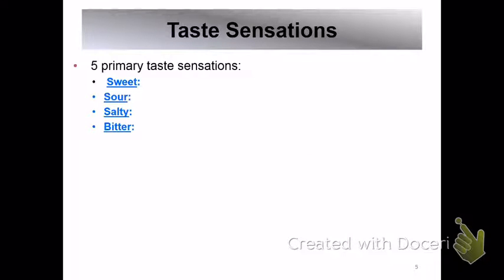Taste sensations are sweet, which is located at the tip of the tongue. So you probably have heard something like this before. So sweet is at the tip of the tongue. Sour is located on the sides of the tongue. Sour taste is usually associated with citrus. Oh, that's labeled number 3 on your paper, and it shouldn't be. Okay, salty receptors are located on the tip and the sides. And then bitter are located in the back.